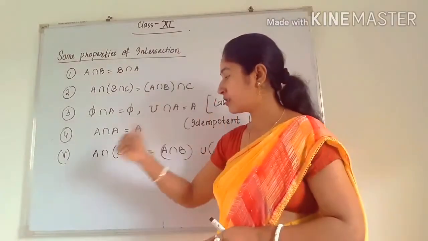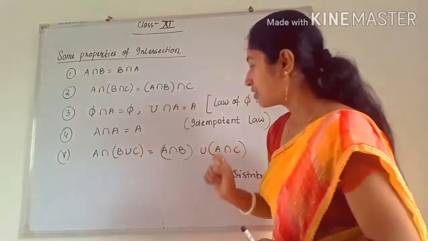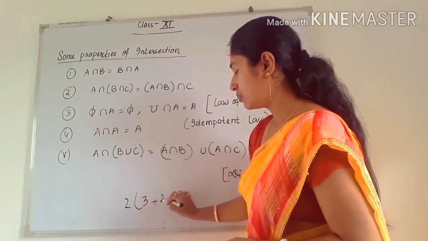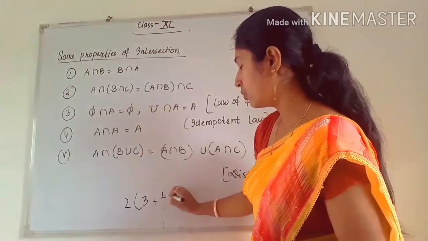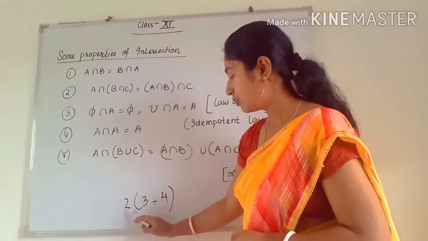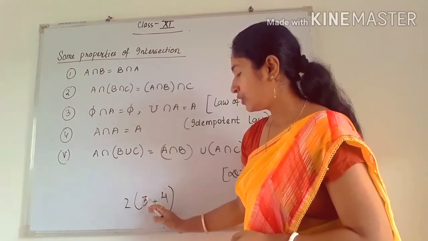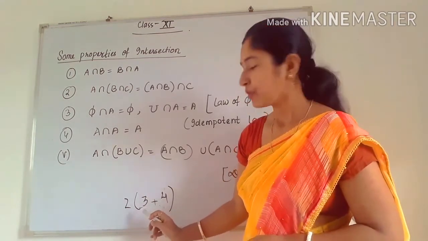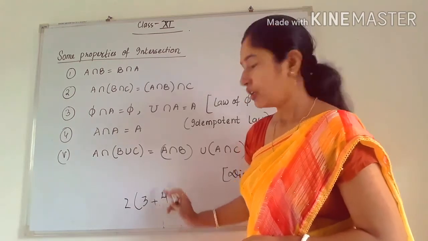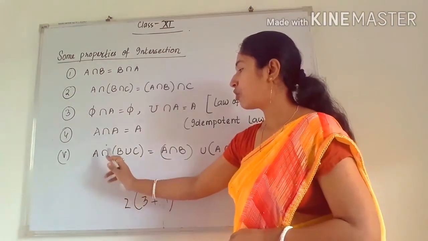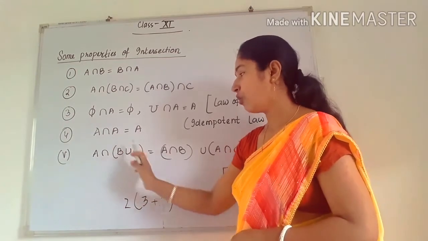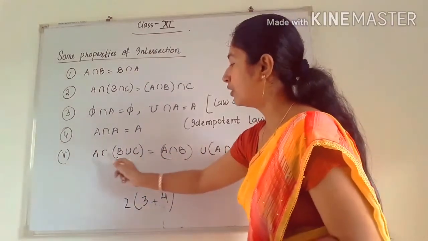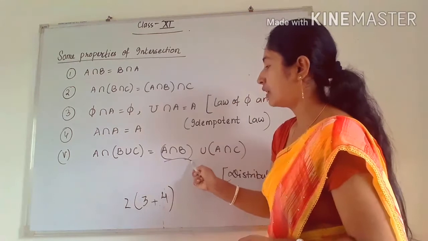The next property is A intersection B union C. Like you have done the distributive property, for example, 2 distributes over 3 and 4. This is the distributive property of multiplication over addition. Similarly, here this property is called the distributive property of intersection over union. First of all we have to distribute A over B, so we write A intersection B.